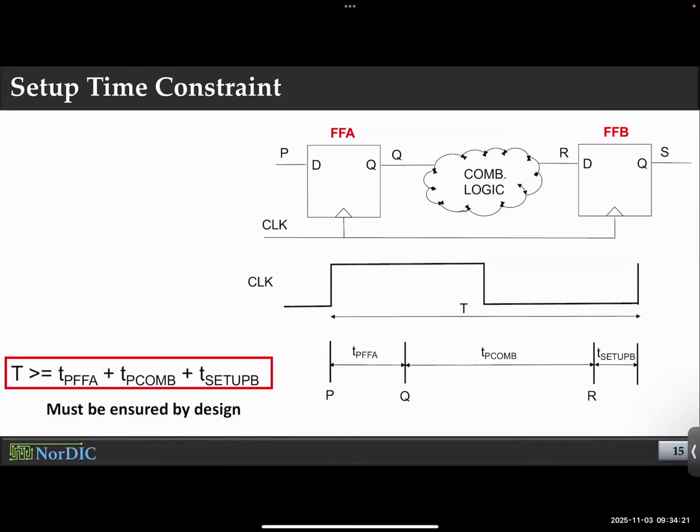Let's start with the setup time constraint. This is the number one constraint. And the second constraint will be the hold time constraint. What do I mean by the constraint? Basically, it's a design rule that you have to follow.